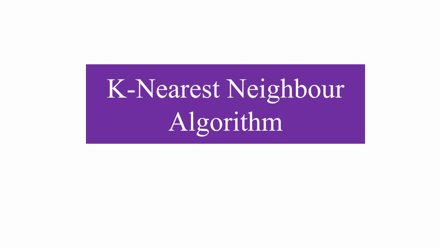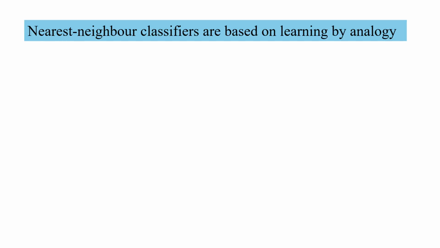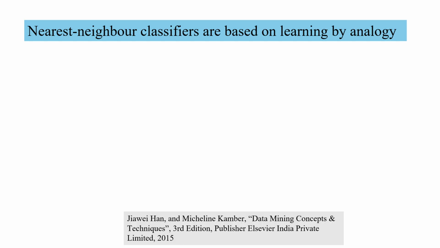Hello. The k-nearest neighbor algorithm is what we will discuss today. It is a very simple classifier. This category of classifiers is based on learning by analogy. In this video, the contents have been taken mainly from this book.